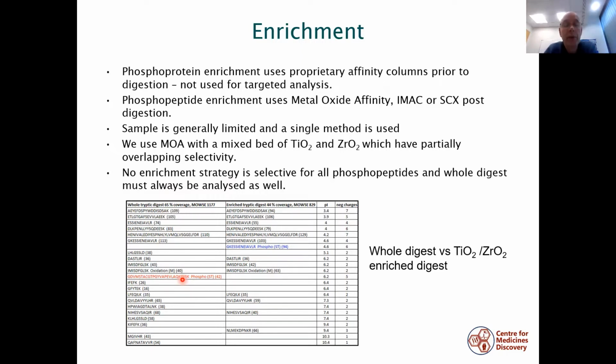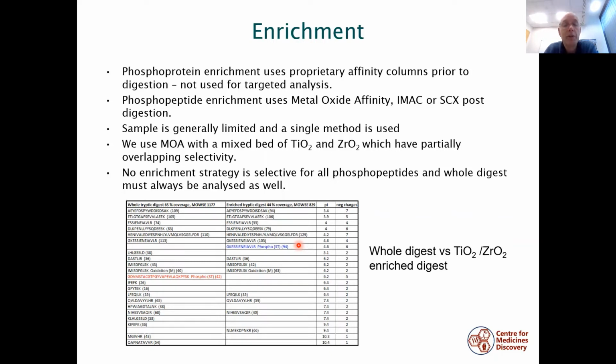If we compare that with the metal oxide affinity enriched digest, the percent coverage is lower, it's only 44%. The Mascot score is lower as well. What you can see is that the first peptide that we saw in the whole digest, we missed that. So that peptide was not captured on the affinity column. However, this peptide was, with an excellent score. What the metal oxide affinity does, it will trap some phosphopeptides, but not all.